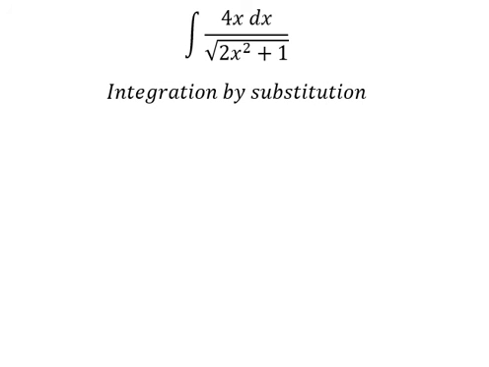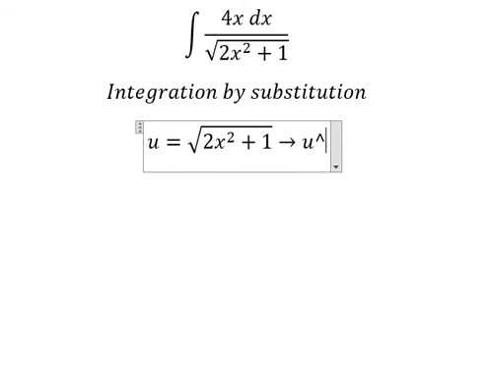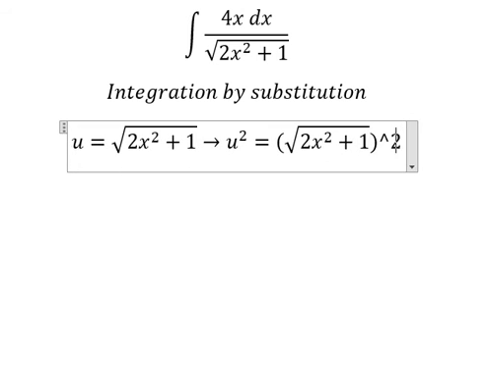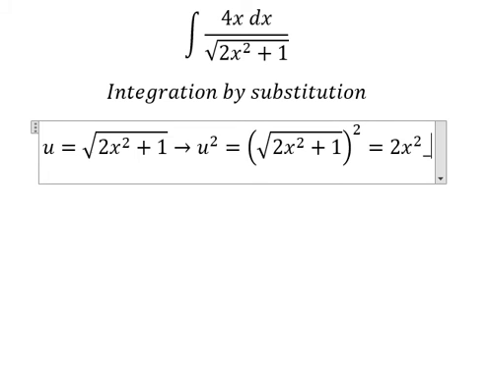So I need to put u equals the square root. Later, we put the square on both sides to cancel the square root, and you get 2s squared plus 1.